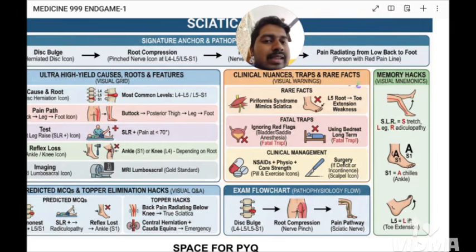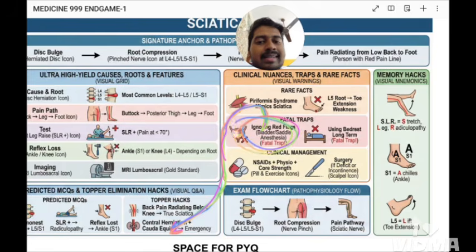And second is the L5 root. If the L5 root is involved, there can be weakness in toe extension. This is an important clue towards involvement of the L5 root, because toe extension is based on the L5 root. Next, there can be some other associated symptoms, for example red flag signs such as bladder dysfunction and saddle anesthesia. If you have bladder and saddle anesthesia, it is pointing towards cauda equina. There is compression of the lower part of the spinal cord, the cauda equina, and it can lead to devastating side effects. It can also lead to paralysis. Hence, if there is bladder or saddle anesthesia, you should always think of cauda equina.